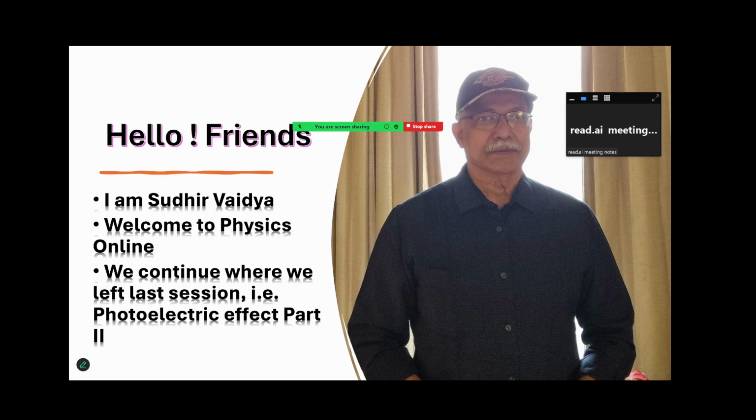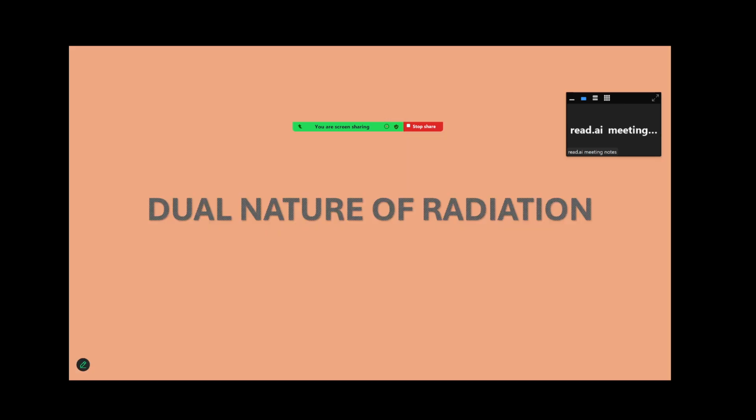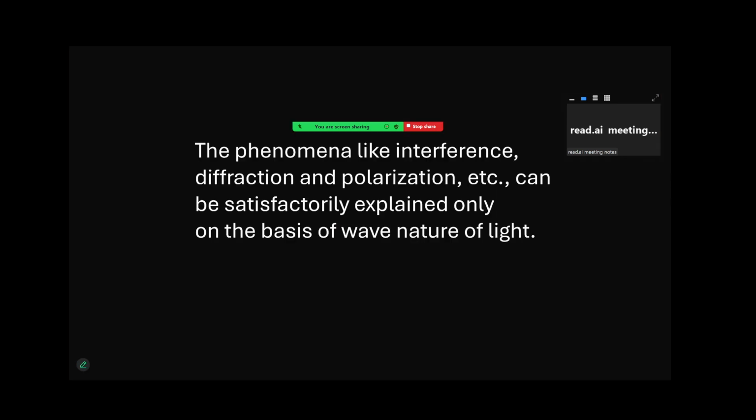Welcome to Physics Online. We continue where we left last session, that is photoelectric effect part 2, and we will be looking at dual nature of radiation that we already seen, but today we are going to concentrate on dual nature of matter, or what we call matter waves, and de Broglie's hypothesis.